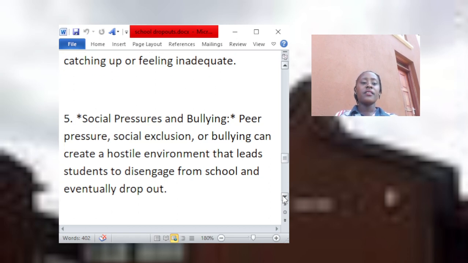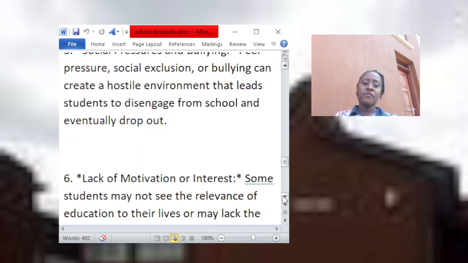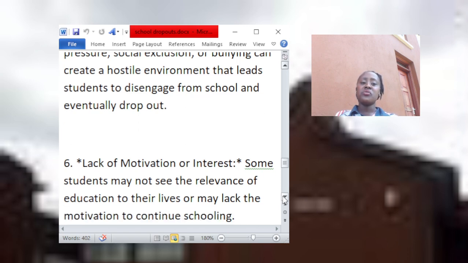Then we have lack of motivation or interest. Some students may not see the relevance of education to their lives or may lack the motivation to continue schooling. You may find there are students who are doing well in their academics, but the school or the department does not appreciate students who perform well in their grades, or does not have a way of encouraging those doing well and motivating them to work harder.